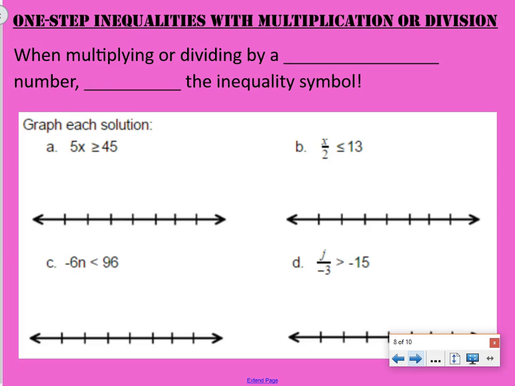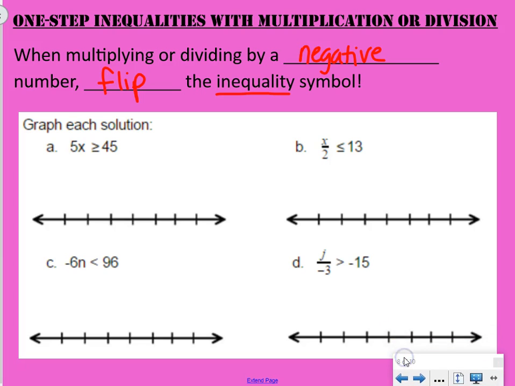One-step inequalities with multiplication or division. Now this is where it kind of changes from equations. So when multiplying or dividing by a negative number, we have to flip the inequality sign. So this is the one difference between inequalities and equations, all right? So let's do some examples.